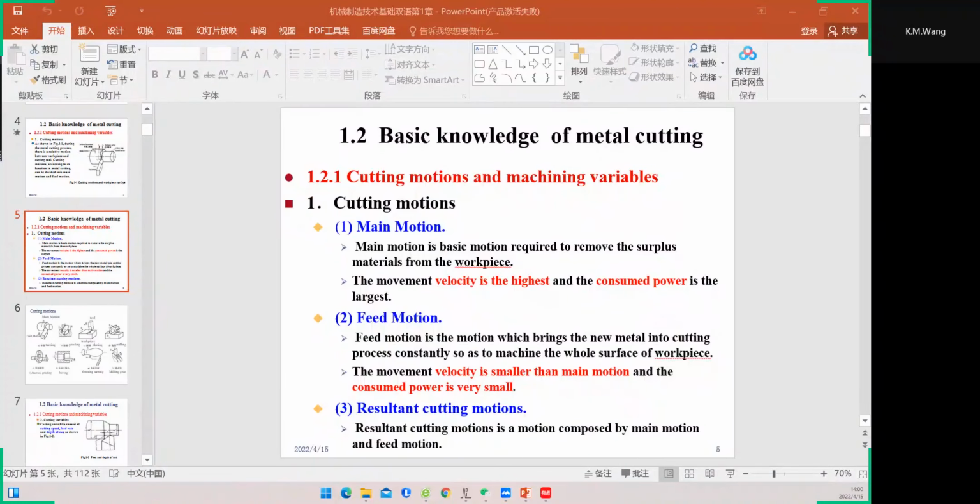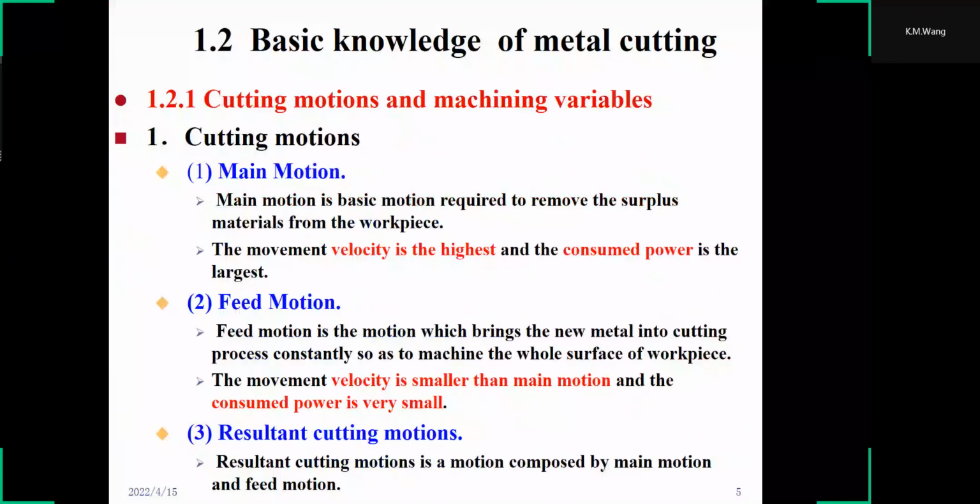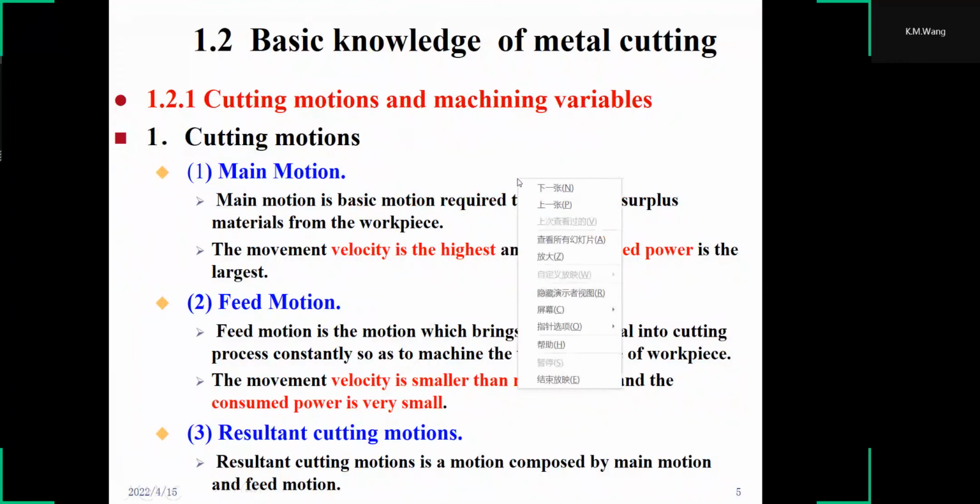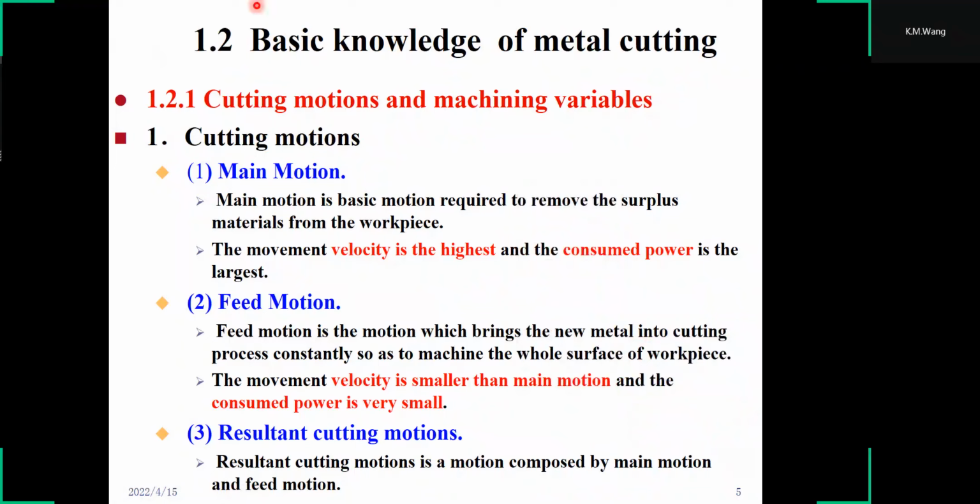At first, let's review the content of the previous lesson. Okay. I will show the PPT for you. In the last lesson, we learned the basic knowledge of metal cutting.